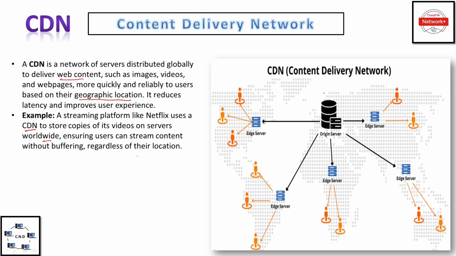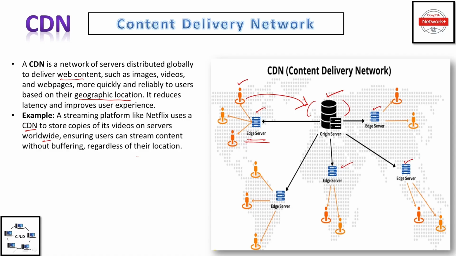So what does this mean? Let's suppose, as we studied in the example of Netflix, this is the Netflix data center where all its videos are stored. Instead of streaming the videos from this same location, copies of these videos are stored across the globe on edge servers. So when this user wants to watch a specific video, he or she does not need to go all the way to the server in another country. Rather, the content from the nearest server is presented to the user.